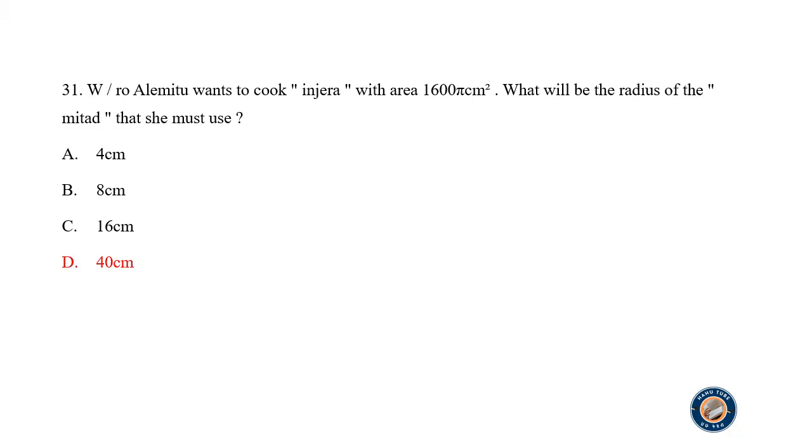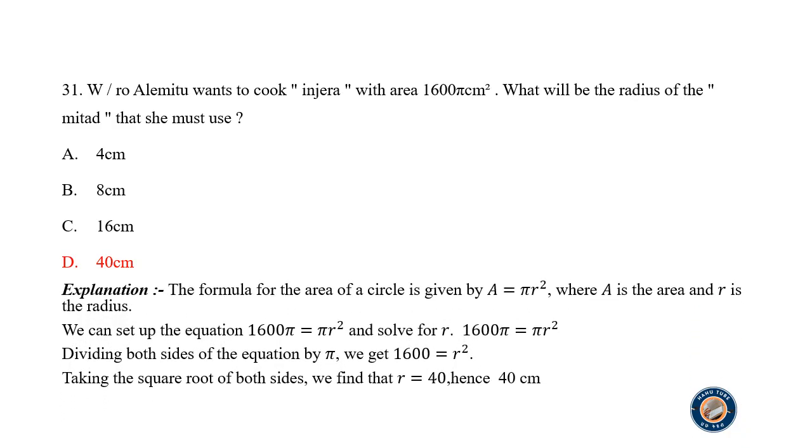The answer will be 40 centimeter. The formula for the area of a circle is given by A is equal to pi r square, where A is the area and r is the radius. You can set up the equation 1600 pi is equal to pi r square and solve for r. Dividing both sides of the equation by pi, we get 1600 is equal to r square. Taking the square root of both sides, we find that r is equal to 40 and hence 40 centimeter.